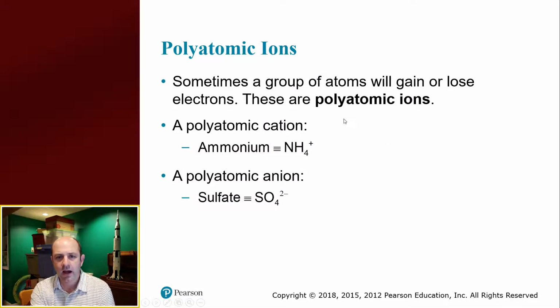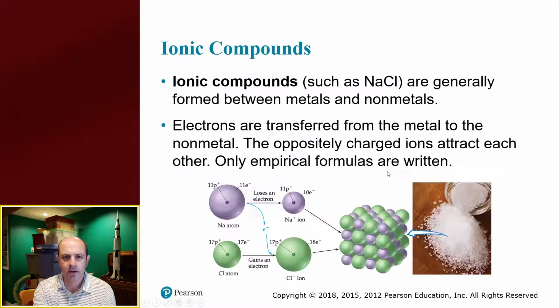All right. We talked a little bit about polyatomic ions. These are when you have a group of atoms with a charge. So we have a cation like ammonium. We have anions like sulfate. So again, this should all be reviewed from Chem 1. Ionic compounds. Well, now we're going to talk about compounds. So if we take these ions and put them together, what do we get?